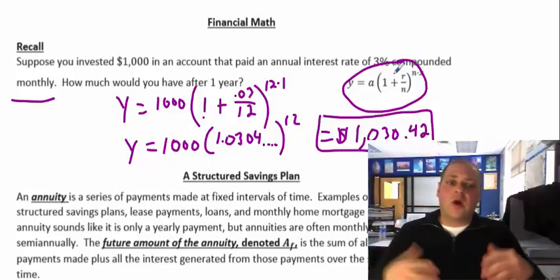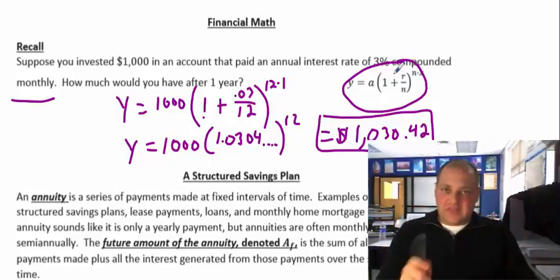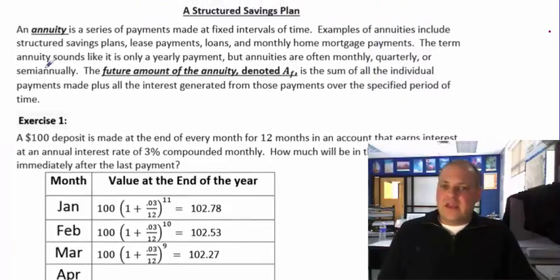So that's when this situation and this formula is used: when you just invest money at an interest rate, and then you want to know how much it's worth after a certain amount of time. So we're putting 1,000 in, and we're not adding anything else to it. A structured savings plan is done a little bit differently, and they kind of talk about it here.